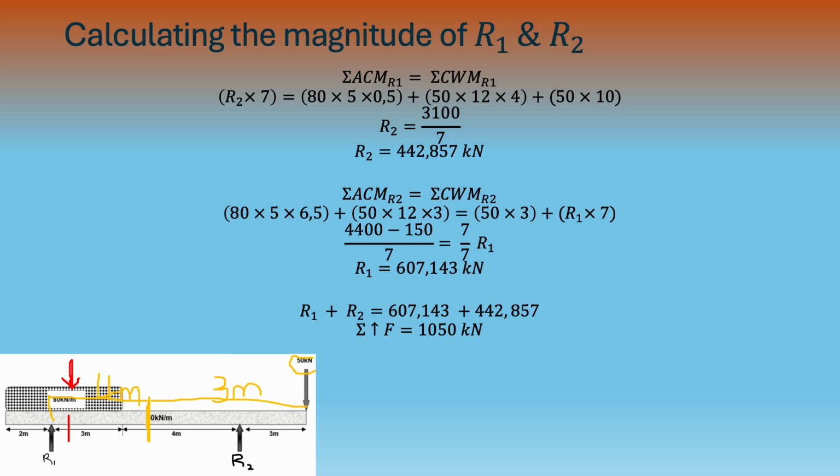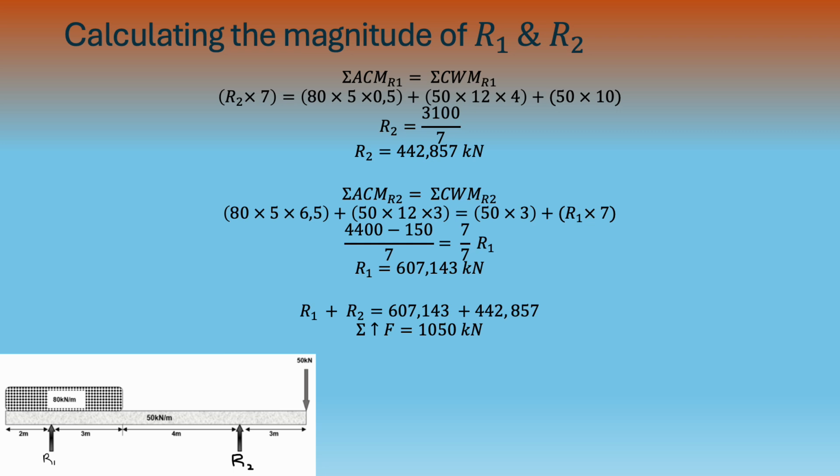Cool. Then we've got our 50. Our 50 will be exactly 10 meters away. So the anti-clockwise will be R2 times 7. If we total that and divide everything by 7, we get a final answer of 442.857 kilonewtons.